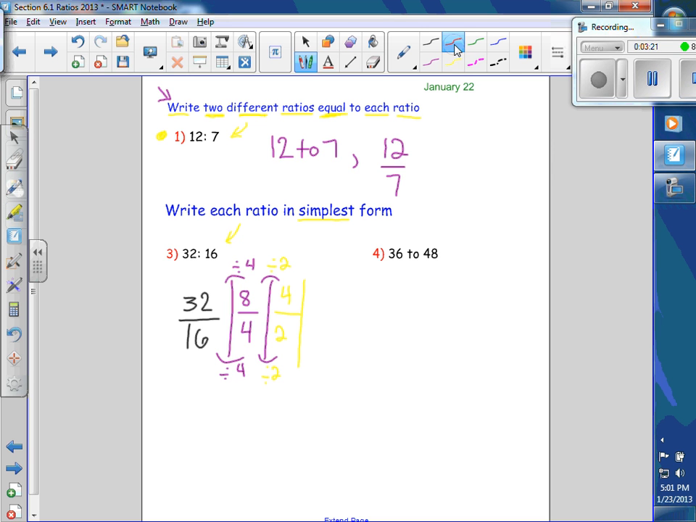Once again, you look at your new ratio and see if you can continue to simplify. Since 4 and 2 both have a common factor of 2, you divide by 2. 4 divided by 2 is 2. 2 divided by 2 is 1. That's our final simplified form.